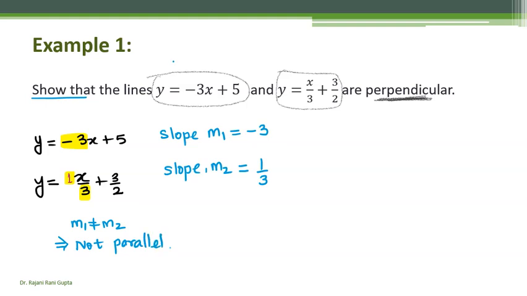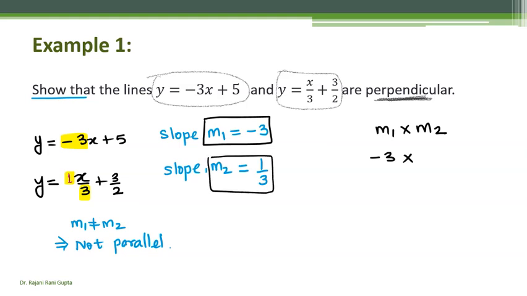So let's check if these are perpendicular or not. For that, we will multiply slope 1 with slope 2. The value of m1 is minus 3 times the value of m2, which is 1 over 3. How do we multiply an integer with a fraction? We multiply the numerators, and since there is nothing below 3, it means it's 1.